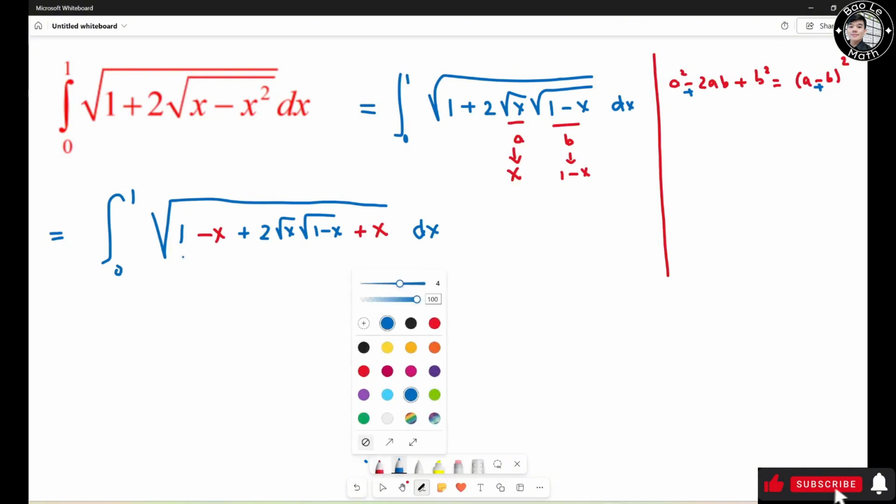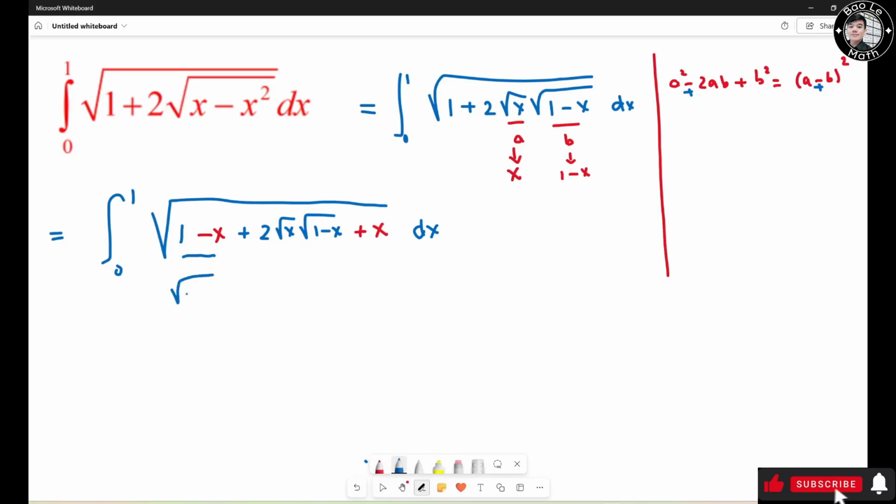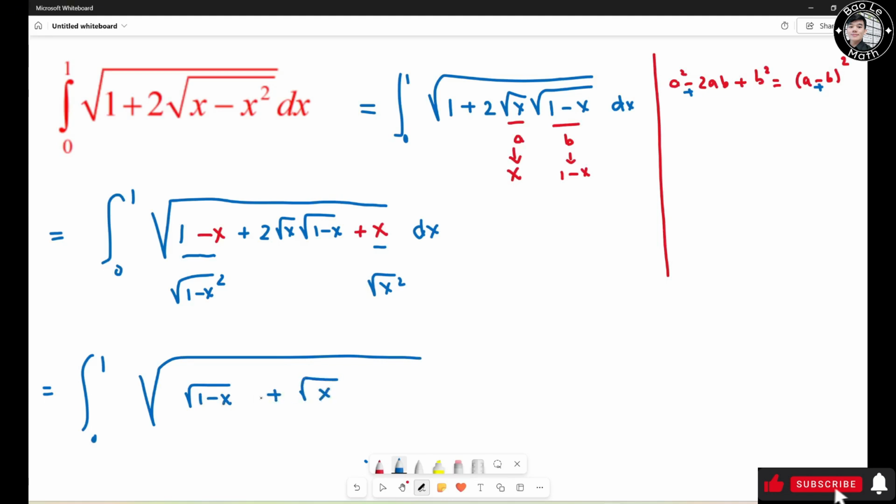Now, this guy can be written as square root of 1 minus s squared, right? This guy can be written as square root of s squared, right? So now I can apply the complete square formula right here. So this guy turns out to be the integral from 0 to 1 of square root of 1 minus s, right? Plus square root of s all together squared ds, right?